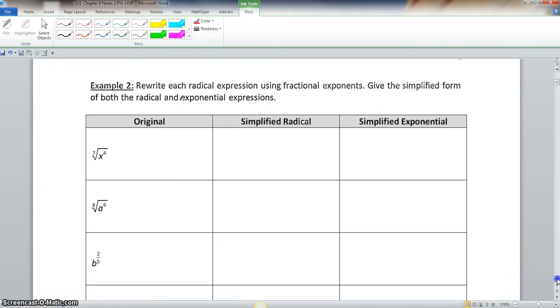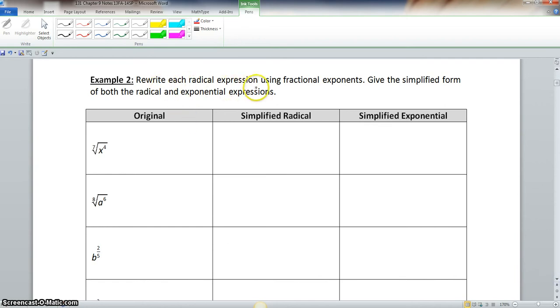Now we scroll down here to example 2. It says rewrite each radical expression using fractional exponents. Give the simplified form of both the radical and exponential expressions.